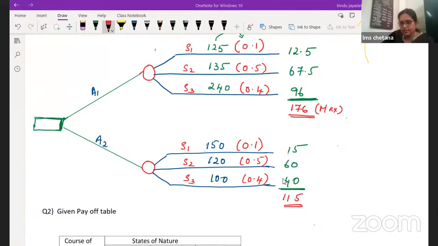How to write? See here, we are going to use the EMV criteria, because by the EMV criteria you are going to calculate the maximum value, right? Maximum profit. Therefore, you can write here.